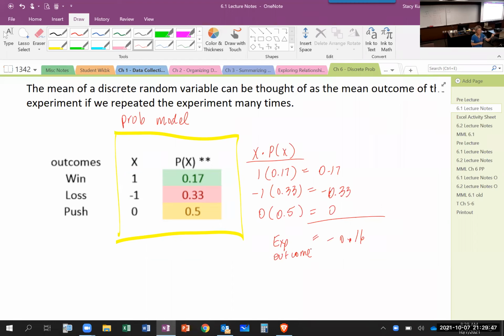If I only won $1 or I lost $1, right? Those are my two values plus 0. On average, I would walk away losing 16 cents. Okay, on average. Think about that. That's if I walked away.